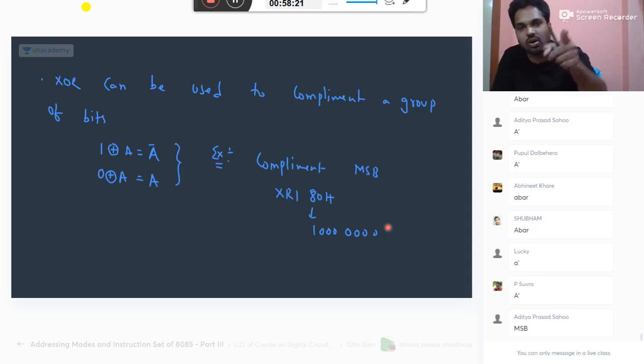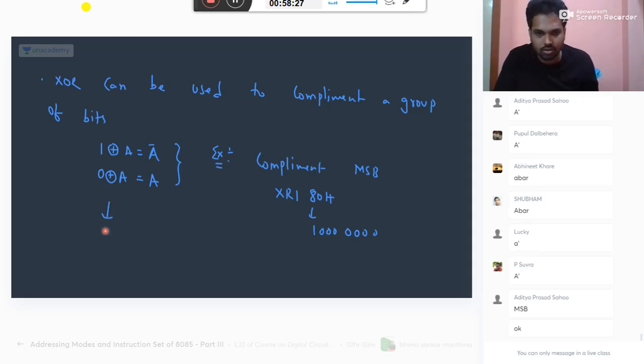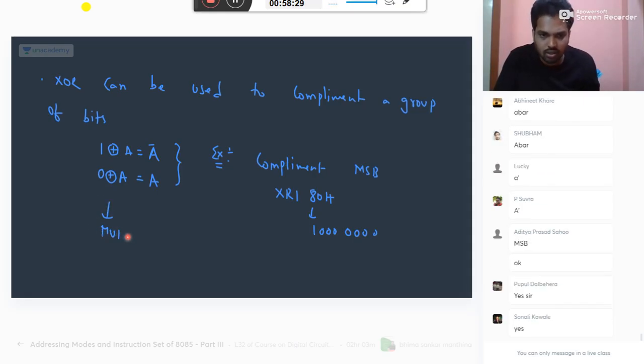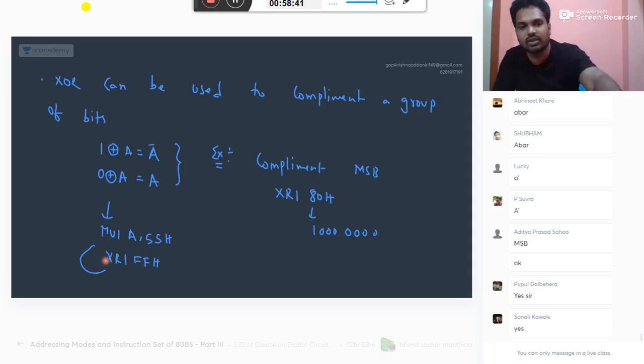What will you get? 1, 0, 1, 0. Again, XOR immediately with FF. What will you get? 1, 0, 1, 0 now become XOR with all ones. What will you get? 0, 1, 0, 1.